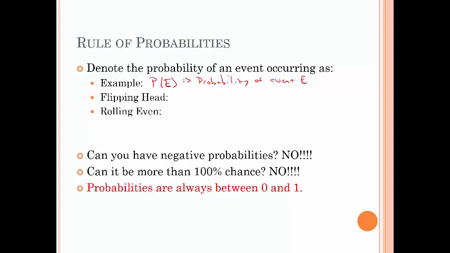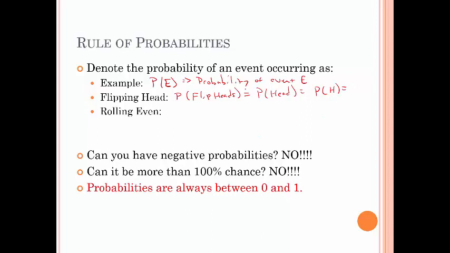Okay, that's what this P in parentheses means. So for example, if I say, what's the probability of flipping heads? You could write it like this: probability flip heads. That could be a little wordy. You could just write it as the probability that you get a head. Or sometimes you'll even see me write it as the probability that you get an H.